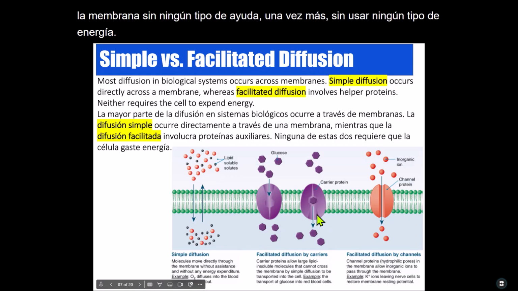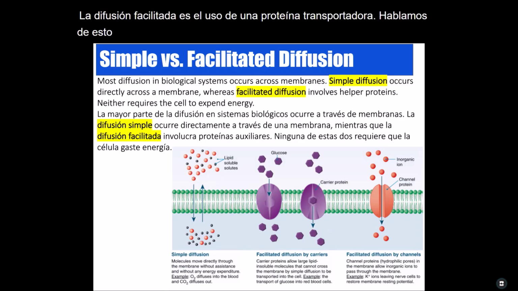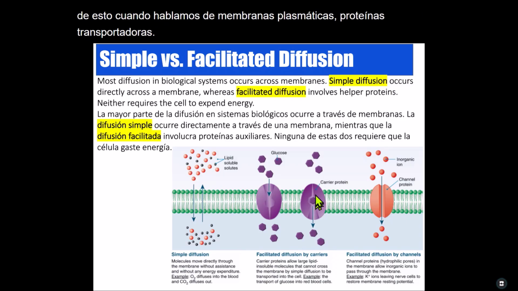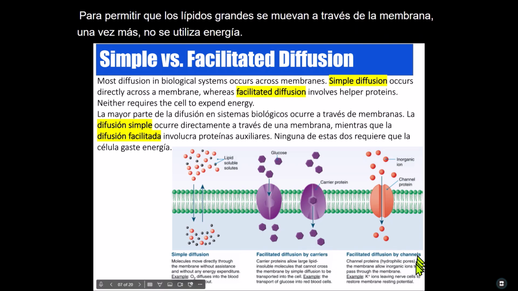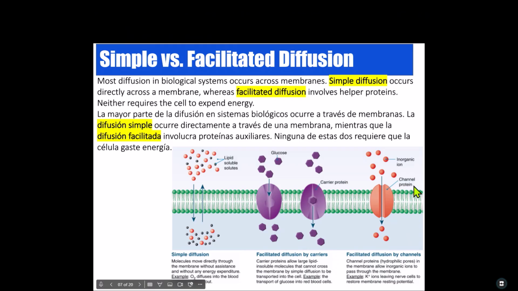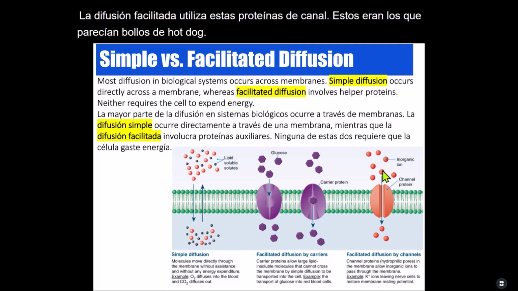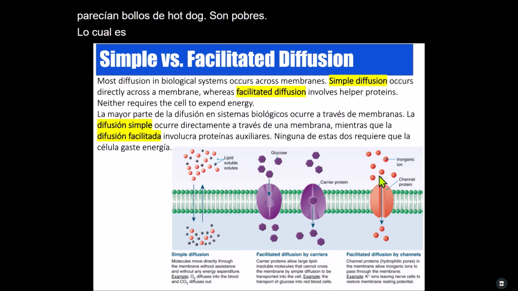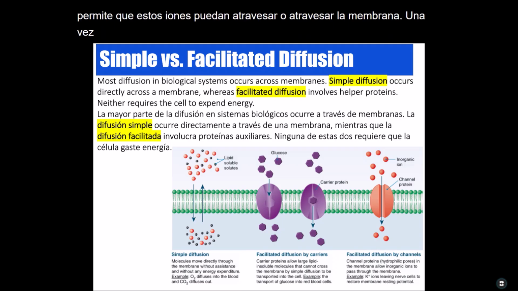Facilitated diffusion is using a carrier protein. We talked about this when we talked about plasma membranes, carrier proteins that allow large lipids to move across the membrane. Once again, no energy is being used. Facilitated diffusion also uses channel proteins. These were the ones that look like hot dog buns. They are a pore, which is an opening in the membrane that allows ions to go through the membrane. Once again, not using any type of energy.